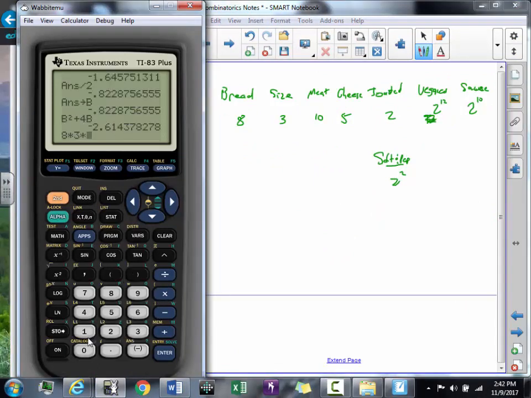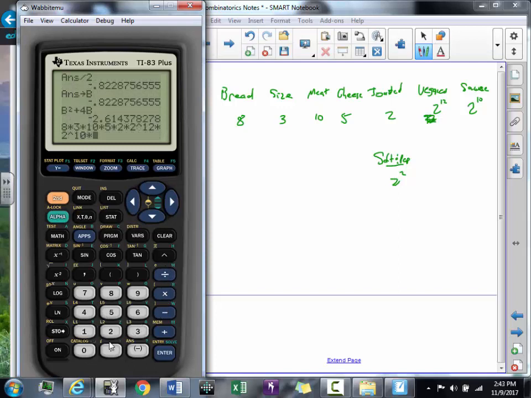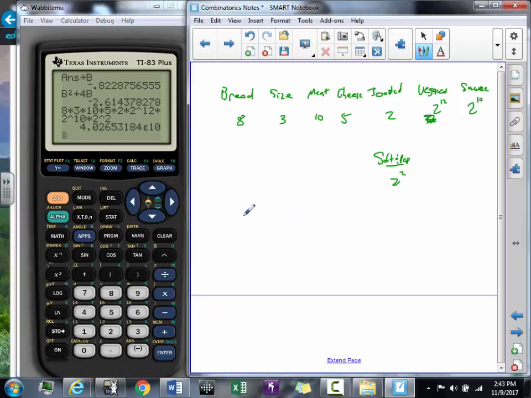8 times 3 times 10 times 5 times 2 times 2 to the power of 12 times 2 to the power of 10 times 2 to the power of 2. Okay, you guys all know that the e to the power of 10 means that there's 10 decimal places after this. So this is actually like 4026531840. There's that many combinations now.